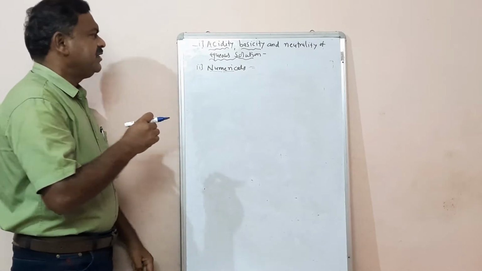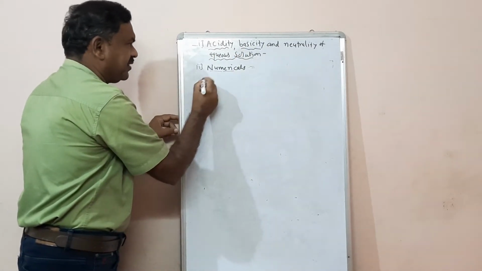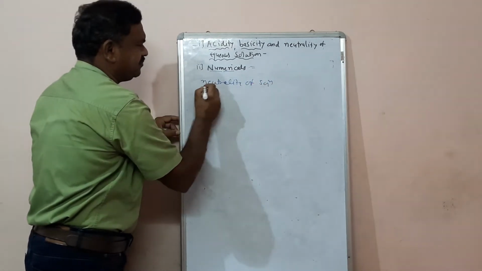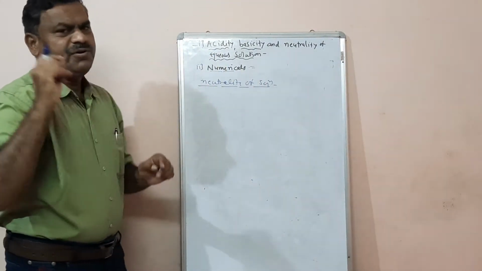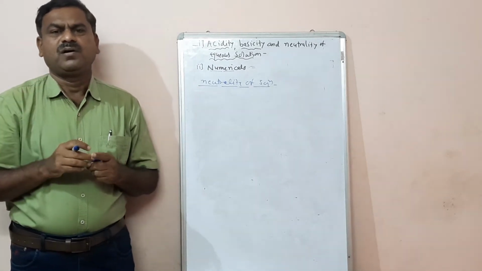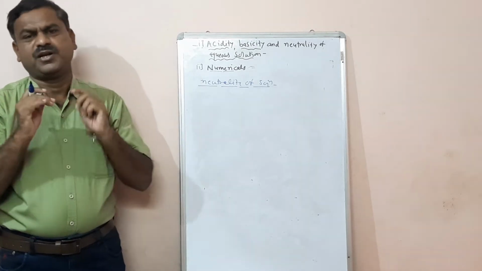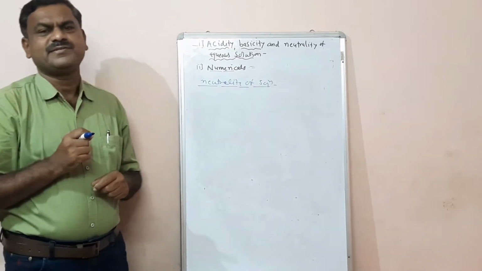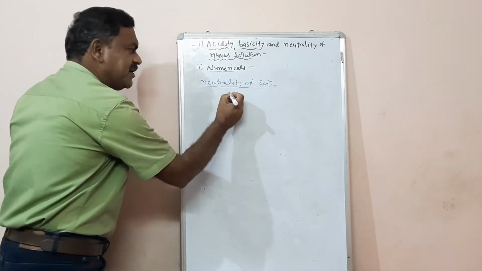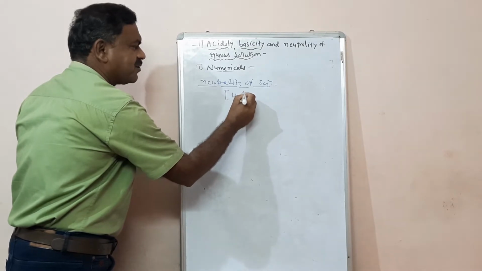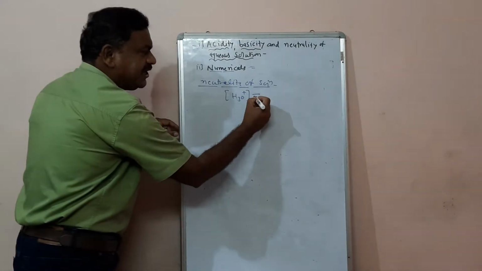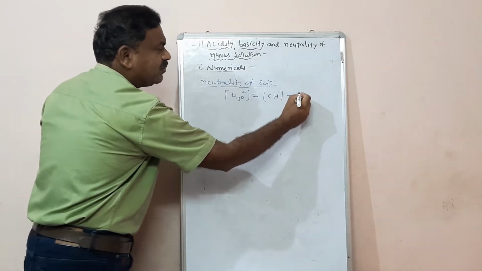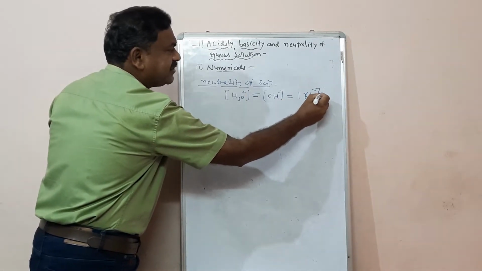First, one by one, the neutrality of solution. We know that in pure water, or any aqueous solution, at 298 Kelvin or 25 degrees centigrade, the concentration of hydronium ions is equal to the concentration of hydroxyl ions, which is equal to 1 into 10 raised to minus 7 molar.